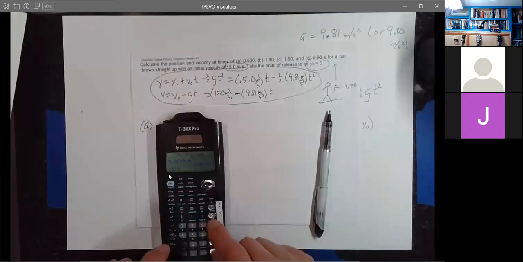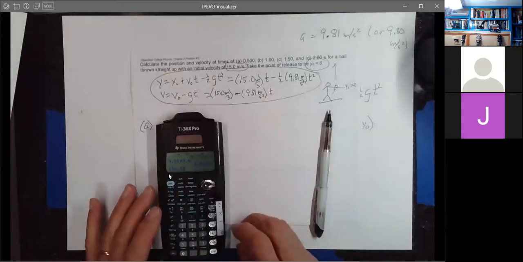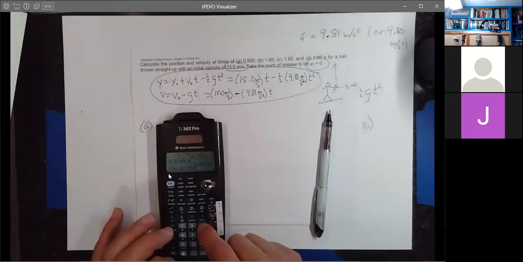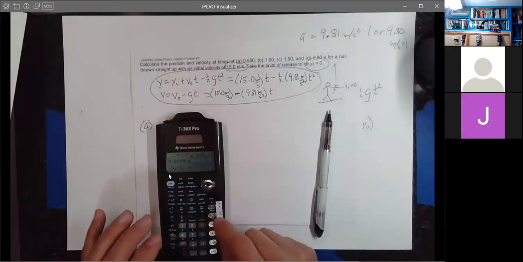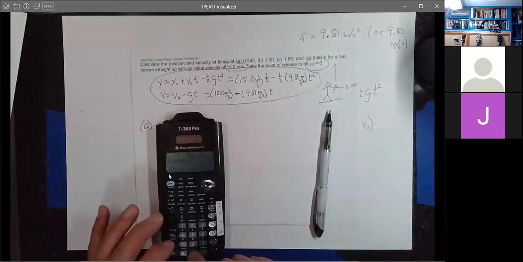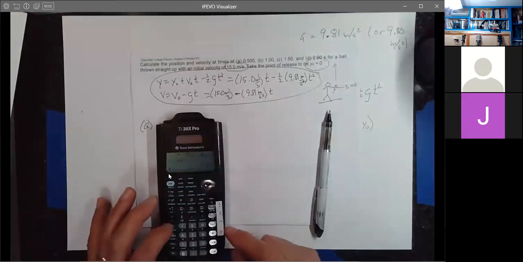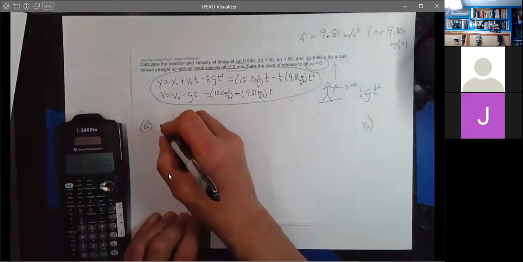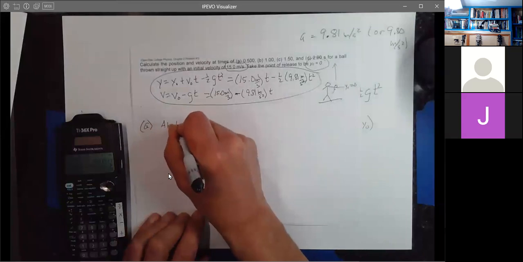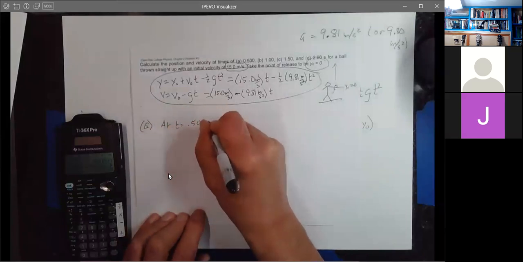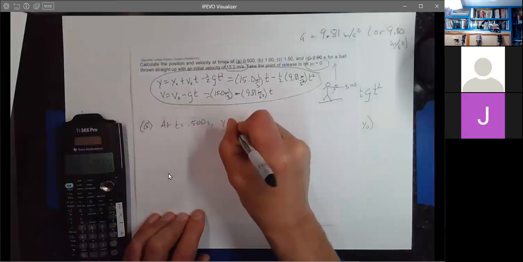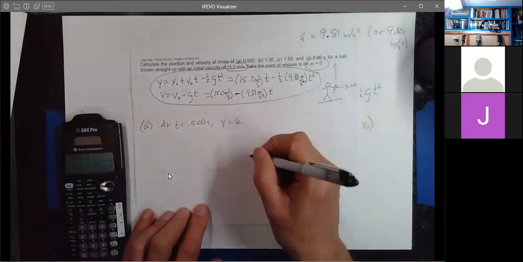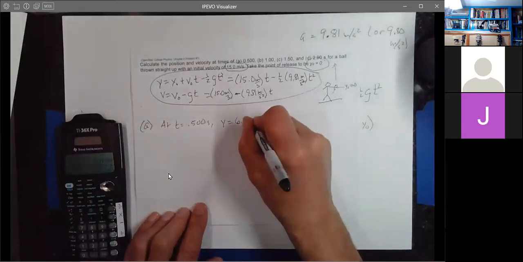So 15 times 0.5 minus 0.5, that's what 1/2 is, times 9.81 times 0.5 seconds. But this time I square the 0.5 seconds, and I get, at t equals 0.500 seconds, y is going to equal 6 point, how many significant figures do I have? Looks like I have 3 significant figures, so 6.27 meters.